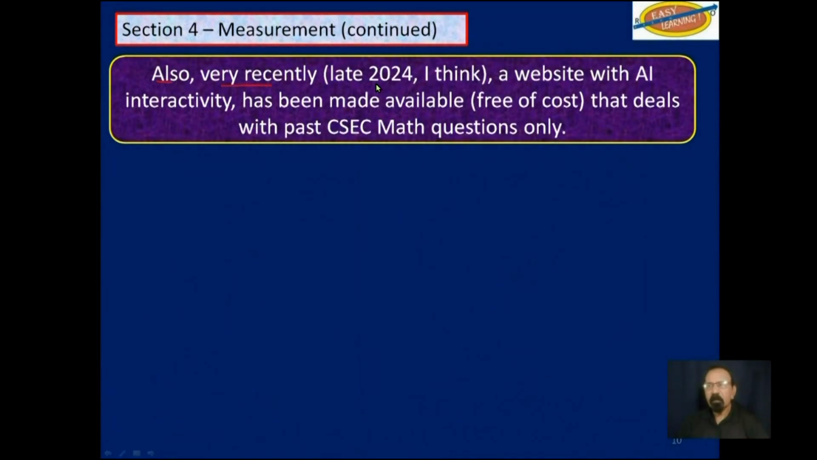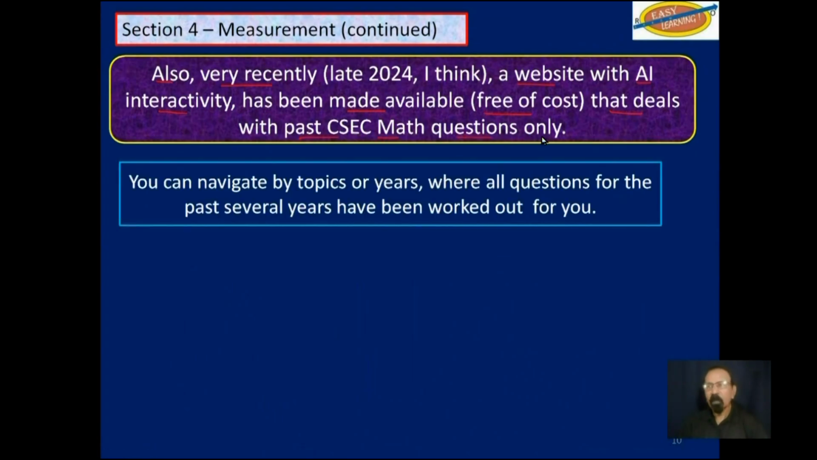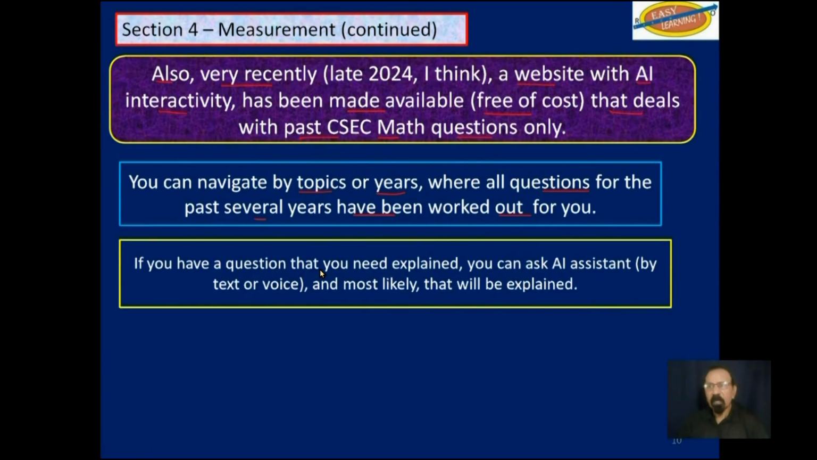Also, very recently, a website with AI interactivity has been made available free of cost, and this website deals with past CSEC math questions only from paper 2. You can navigate by topics or years, where all questions for the past several years in paper 2 have been worked out for you. If you still have a question that you need explained, you can ask the AI assistant either by text or voice, and most likely that will be explained.